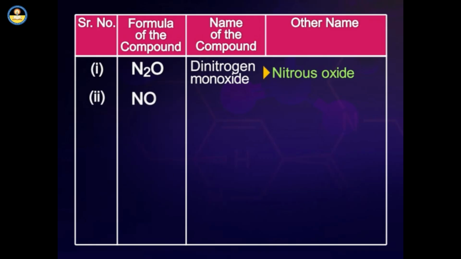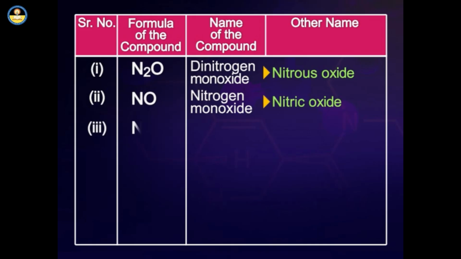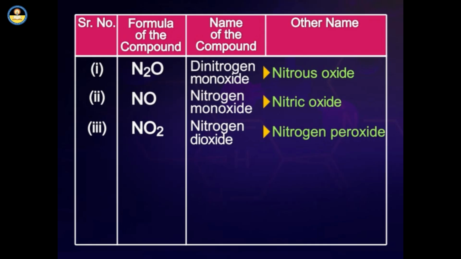Similarly, formula is NO. Name of the compound is nitrogen monoxide. Its other name is nitric oxide. Formula is NO2. Name of the compound is nitrogen dioxide. Other name is nitrogen peroxide.